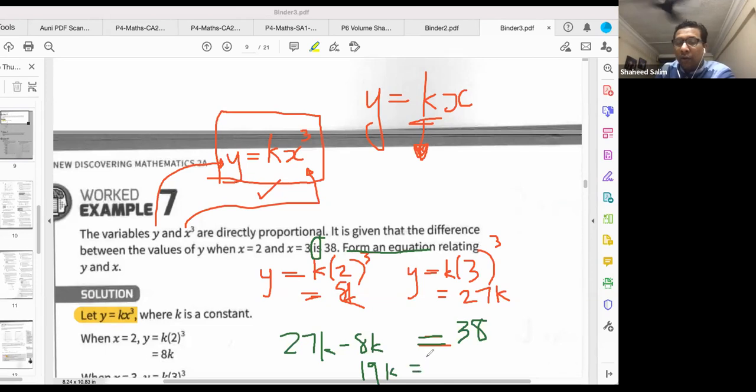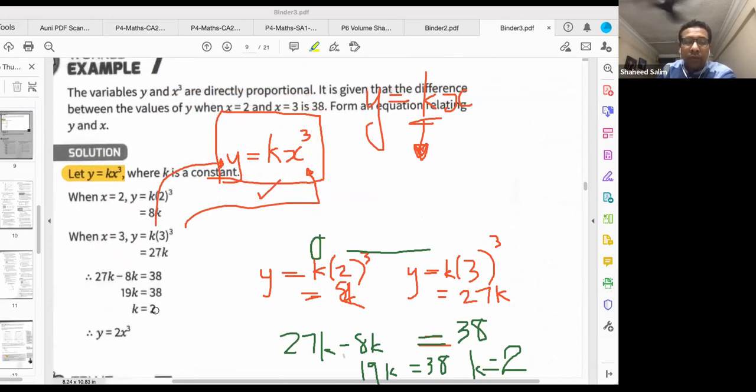So you need to find the unknown. What is K? K is 38 divided by 19. K equals to 2. K equals to 2. Okay? So you find out what K is. Notice, you need to find out what this is. Normally, you need to find out what this is. So let us move on now.